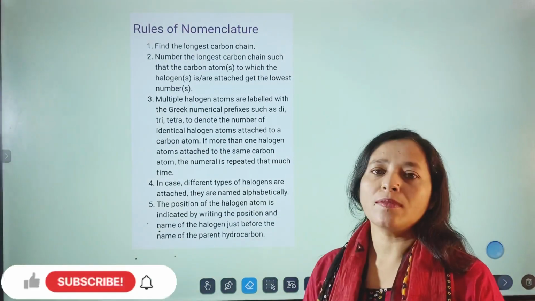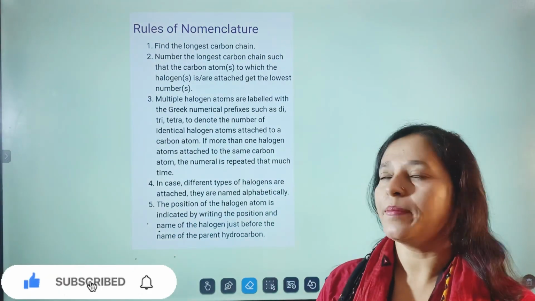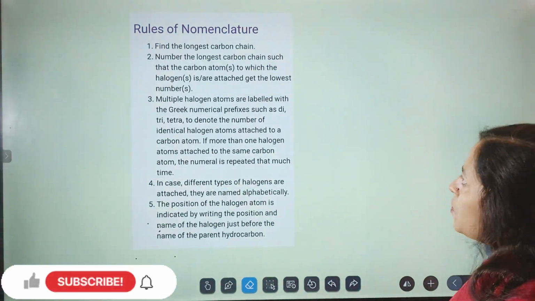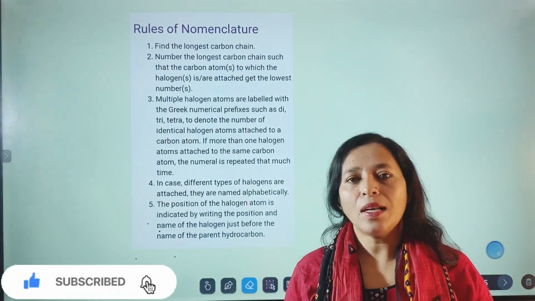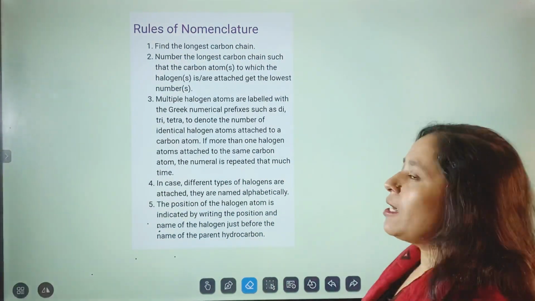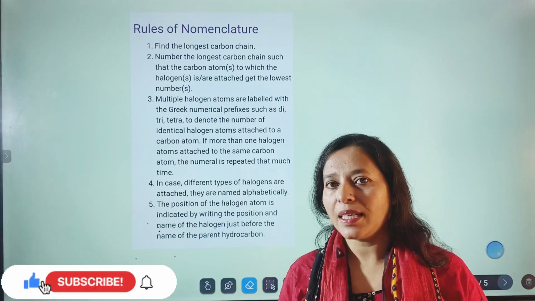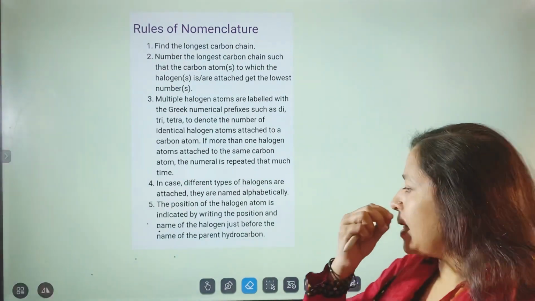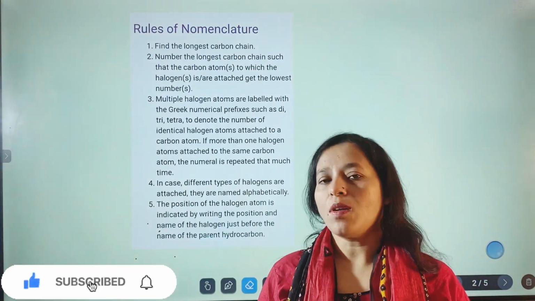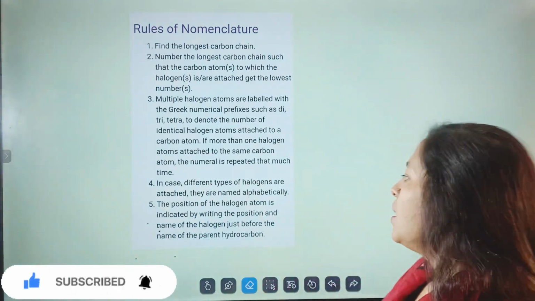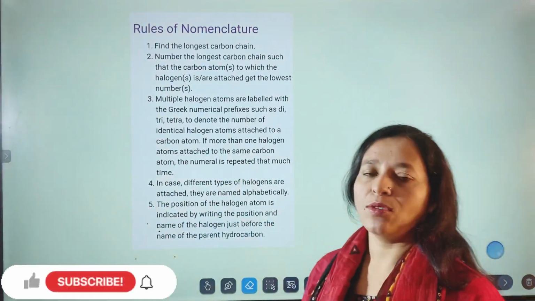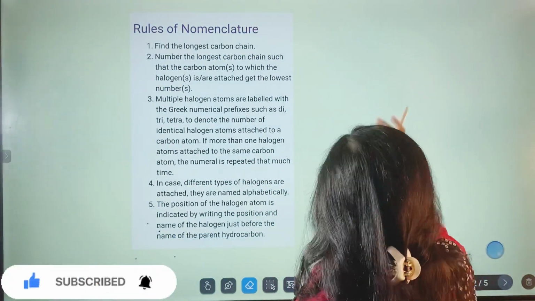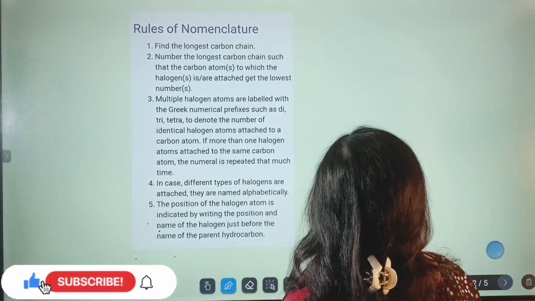If we study the rules of nomenclature, as you have studied before, in this compound first we have to take the longest carbon chain. After that, we consider the halogen atoms attached to the carbon atom. If multiple halogen atoms are attached, we use the words di, tri and tetra. Different halogens have to be named alphabetically. Let's take an example, and don't forget to mention their positions also.